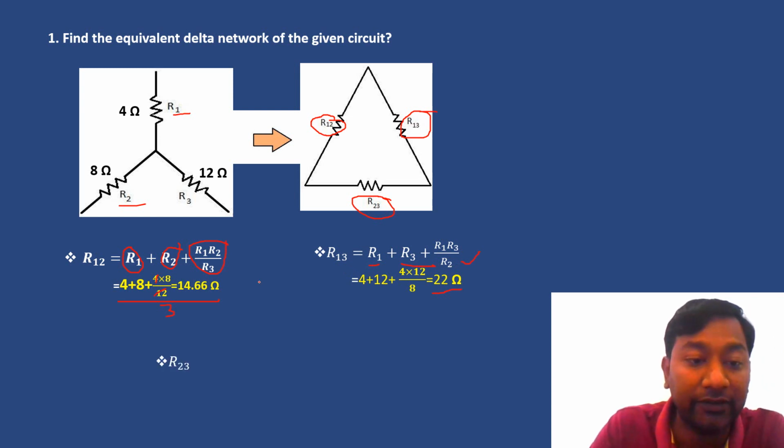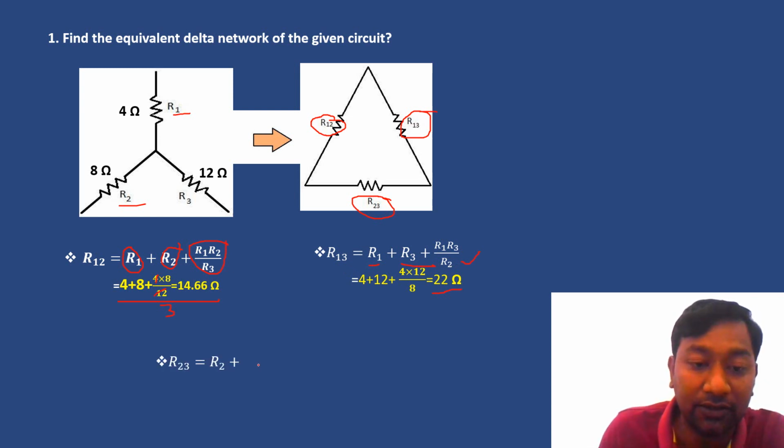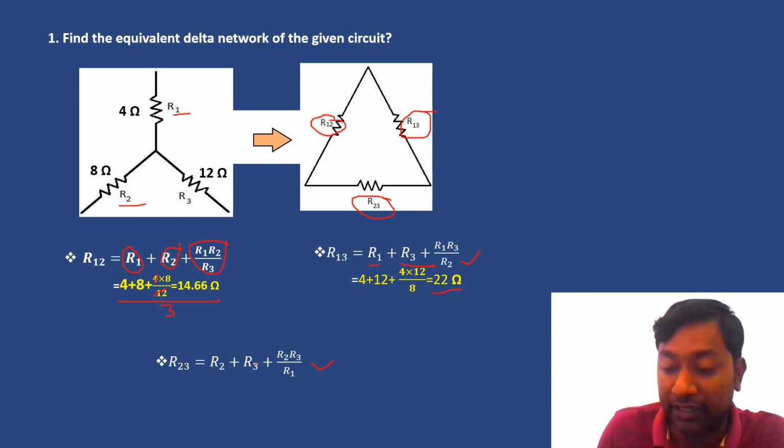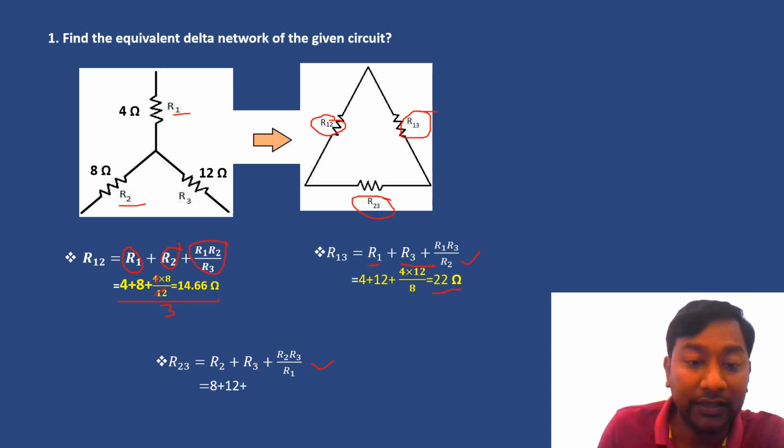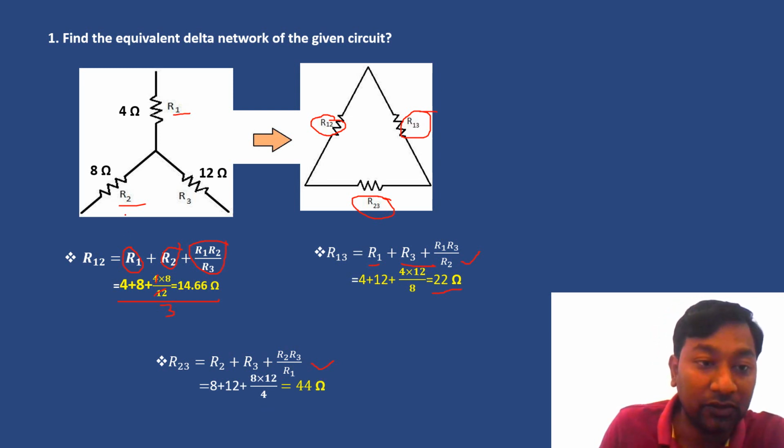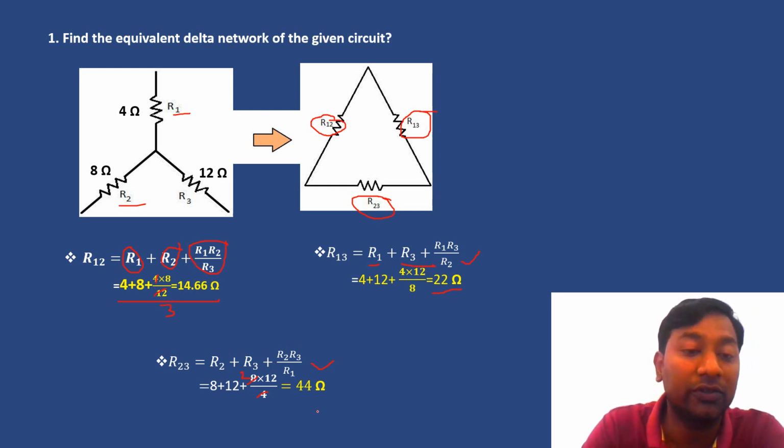Similarly we can calculate the value of R23. R23 is R2 plus R3 plus R2 R3 divided by R1. So what is the value of R2? R2 is 8 ohm, R3 is 12 ohm, and we divide by R1, which is 4. So 8 plus 12 plus 8 into 12 divided by 4. So we are getting the answer: 8 plus 12 is 20, and 8 into 12 divided by 4 gives 24. 20 plus 24, the answer is 44.